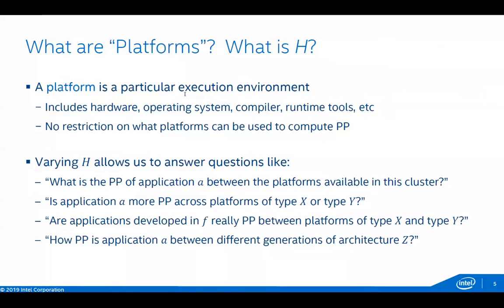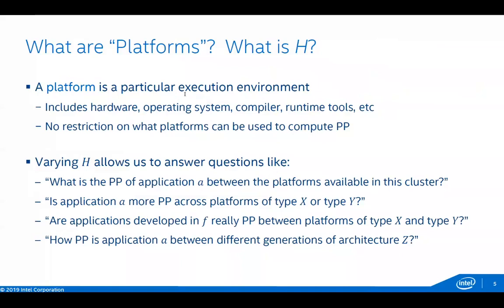But we place no restriction on what platforms can actually be used in a platform set. And that may seem a little odd because it does mean that you can compute the performance portability of a single platform. It's just the performance efficiency of that platform. And you can also look at the performance portability for sets of platforms that seem quite similar. So you don't have to compute the performance portability across, say, CPUs and GPUs. You could look at the performance portability across a set of just CPUs. And I'll talk a bit more about that in a second.